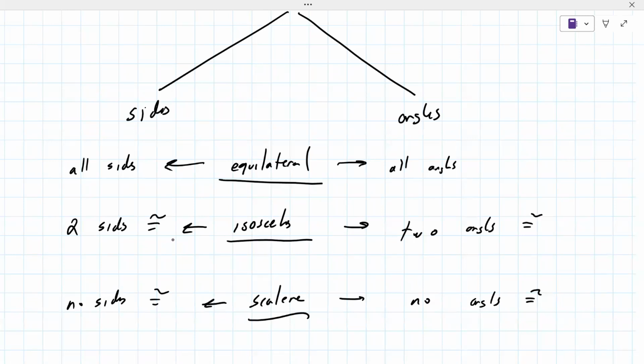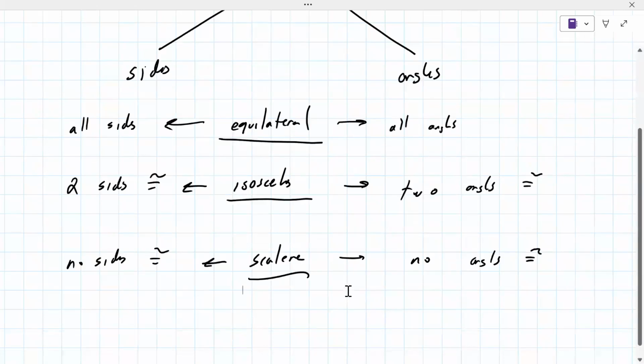So there are three of those that you have to know. What's the second one? Isosceles. It's in your book there. I got to be careful spelling it. Okay, I got it.